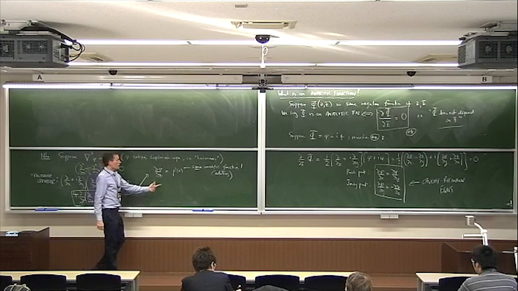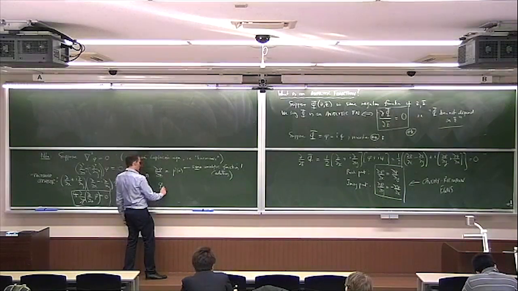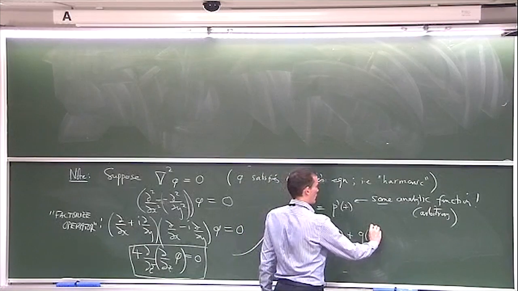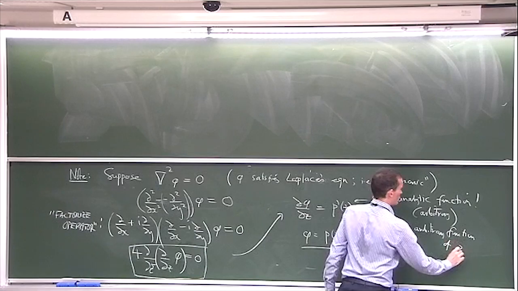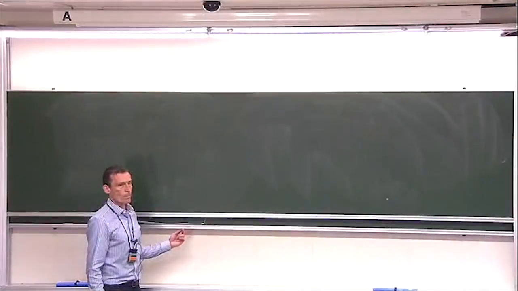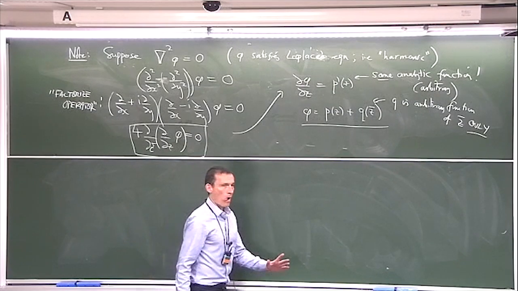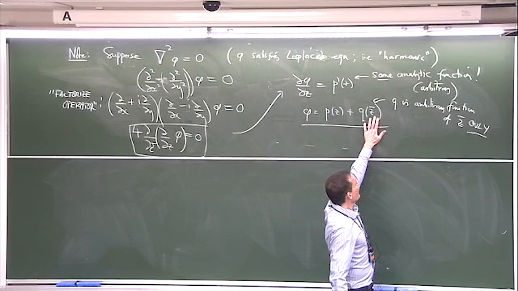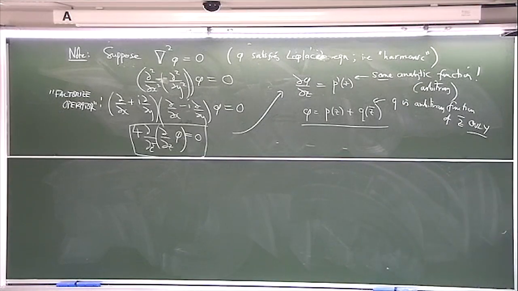I can do that. And then what do you want to do here? d phi by dz is the derivative of p with respect to z. I'm just going to integrate it again. So integrate now with respect to z, where q is an arbitrary function of z bar only. By the way, q is a function that's just a function of z bar. So in other words, dq by dz would be zero.